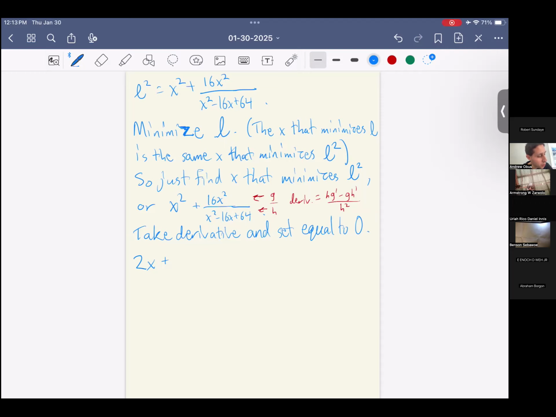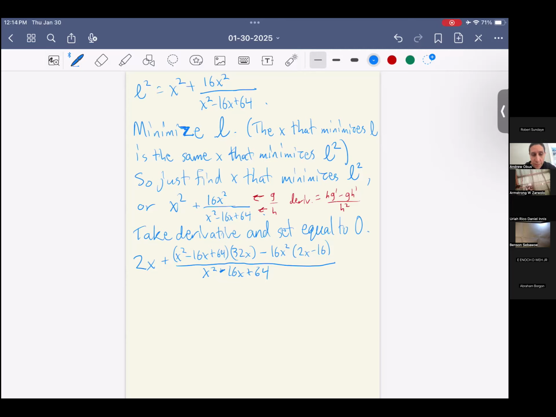Okay, so in this case, we're going to get the bottom times the derivative of the top. So x squared minus 16x plus 64 times the derivative of the top, that's 32x, minus the top, 16x squared, times the derivative of the bottom. So that's going to be 2x minus 16, all divided by x squared minus 16x plus 64. Okay, so it's not the nicest expression, but it will simplify a little bit.